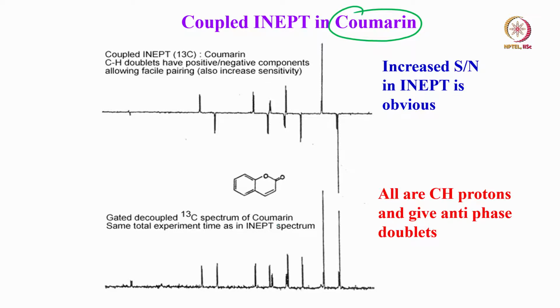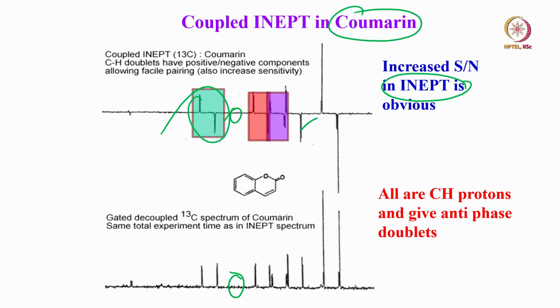Here is the carbon-13 spectrum of coumarin without INEPT, this is with INEPT, and that is the difference. You see the enhancement in intensity because of the INEPT technique. Of course there is antiphase character, because this is not a decoupled one, and positive and negative intensity is clearly visible. You can see there is an enormous gain. Look at the noise here and noise here, there is an enormous gain in the signal to noise ratio because of INEPT. Okay, so this is an advantage of INEPT.